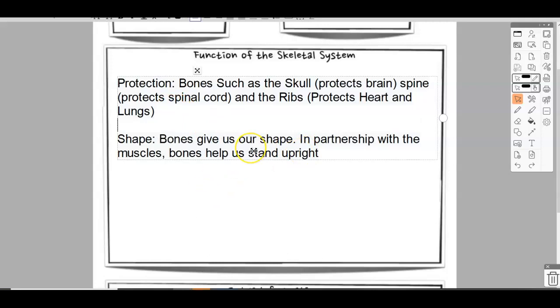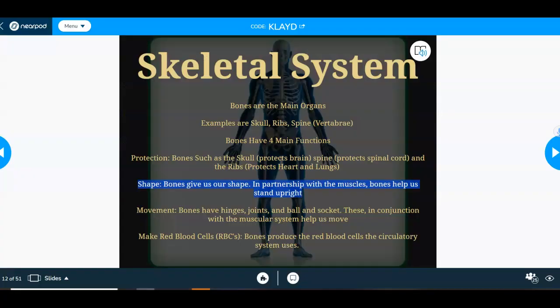They do also, in conjunction with the muscles, the bones couldn't do it on their own, but they do help us stand upright as well, which I think somebody mentioned in class. Okay. I think the third thing that bones do for us, again, they can't do this without the muscles, but the muscles can't do this without the bones as well, is they offer us the ability to move. They give us the ability to move.